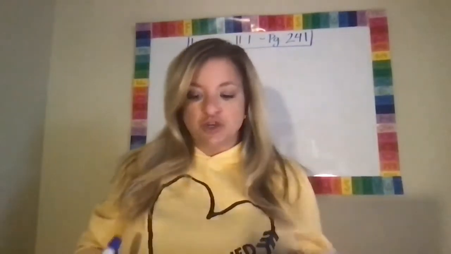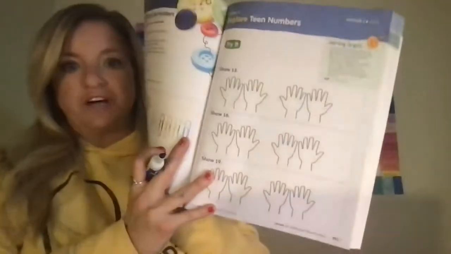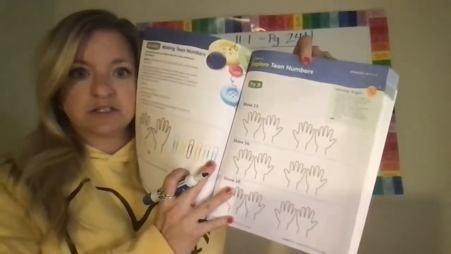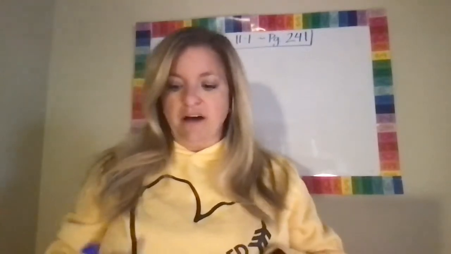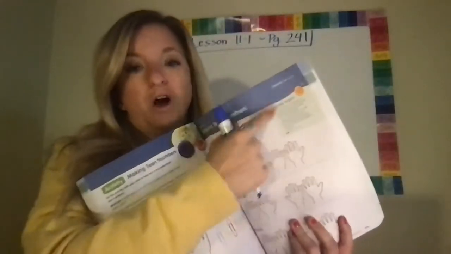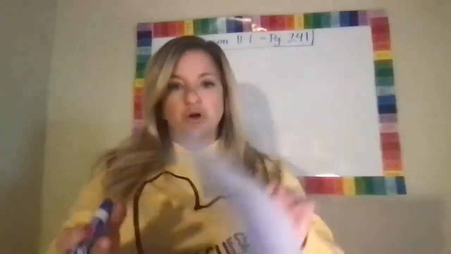On page 241, you'll see a bunch of cute little hands. Up at the top, it says explore teen numbers. You'll see a couple of sets of hands and it says try it. Up above, there's a little bullseye right here. This kind of tells you what they want you to learn for the lesson. So if a grown-up is watching this as well, that's what we're aiming for.